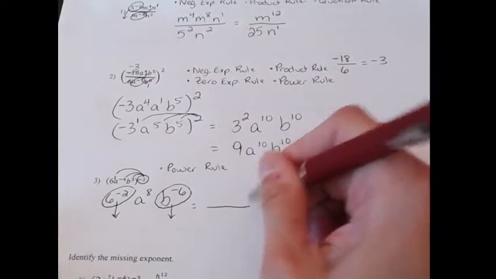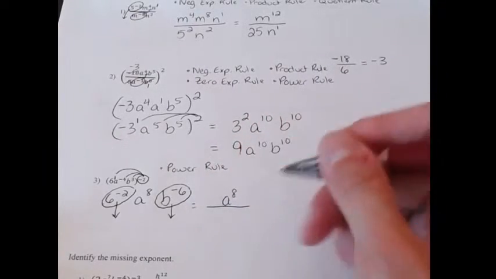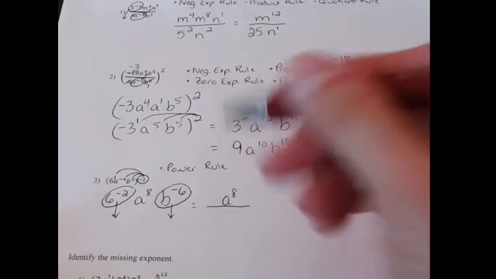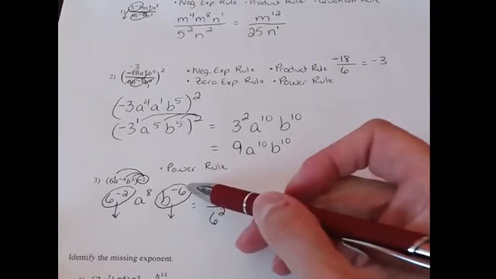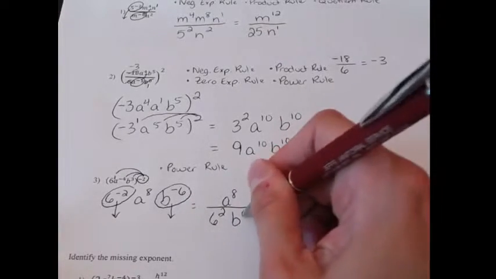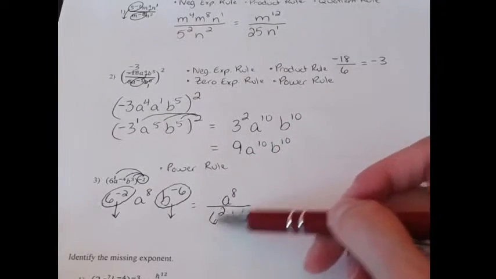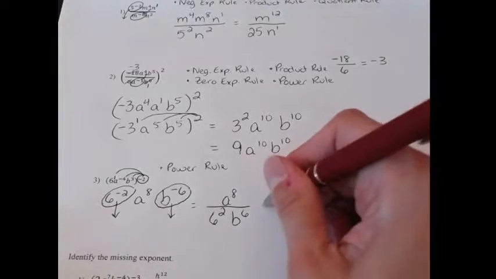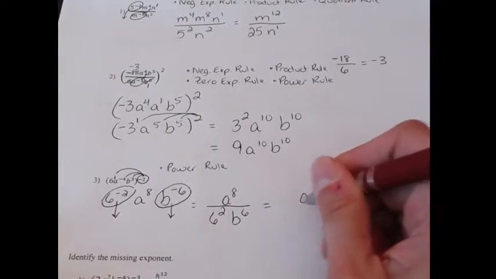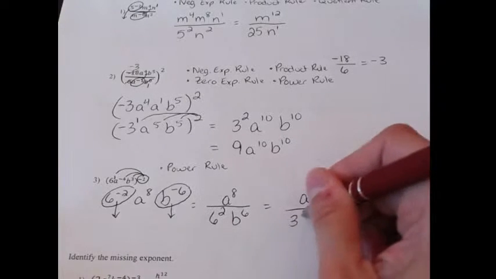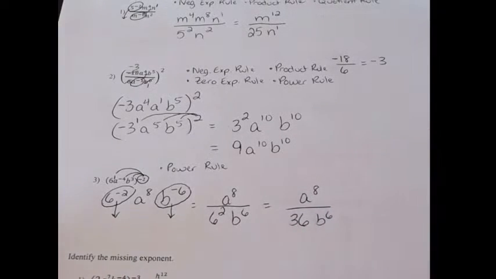So that leaves me with a to the 8th over this 6 to the negative 2 comes down as 6 to the positive 2. B to the negative 6 moves down as b to the positive 6. And then we know that 6 squared is actually 36 because 6 times 6. So your final answer should be a to the 8th over 36 b to the 6th power.